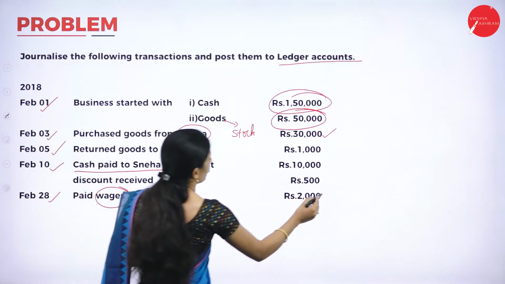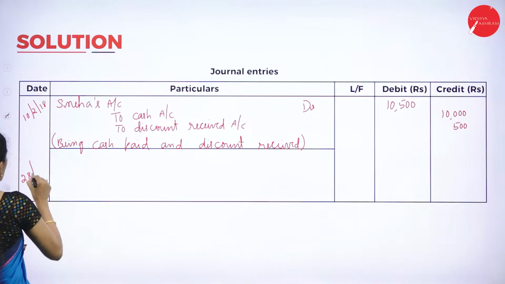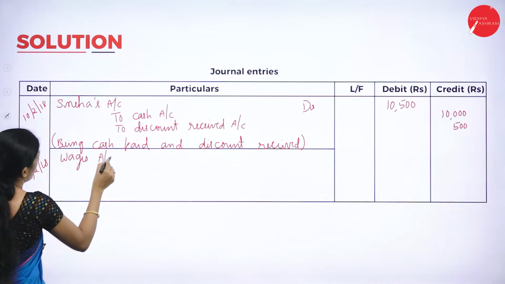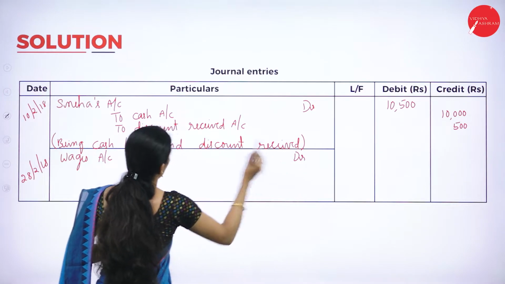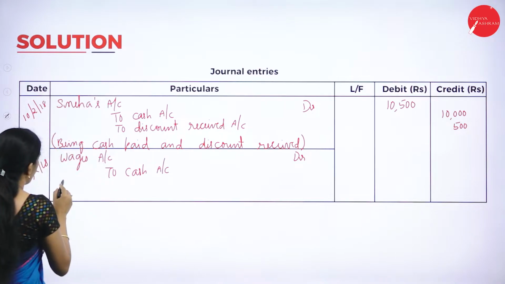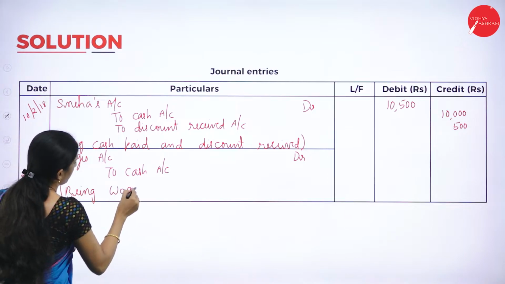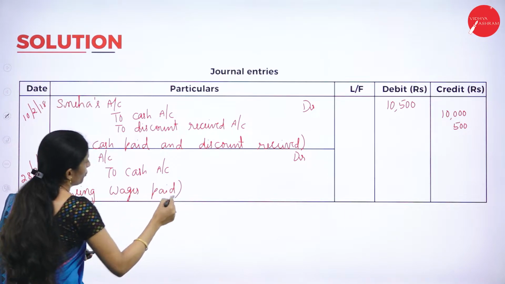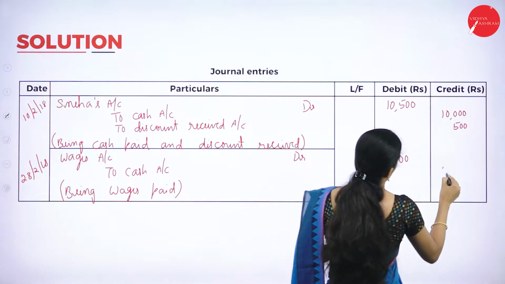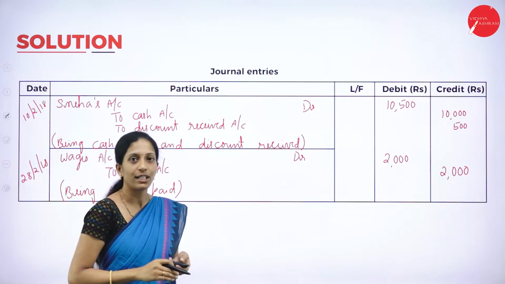And what is the amount? 2000. And what is the date? 28th Feb. So 28/2/2018. Wages account debtor to cash account. So what is the narration? Being wages paid. And the amount is 2000. So 2000 in the debit side and 2000 in the credit side. So this is how you are going to record the journal entry.